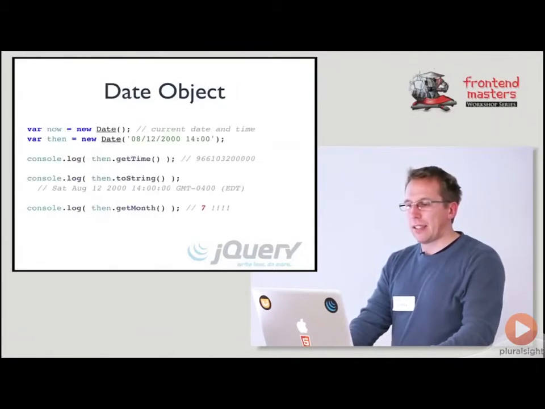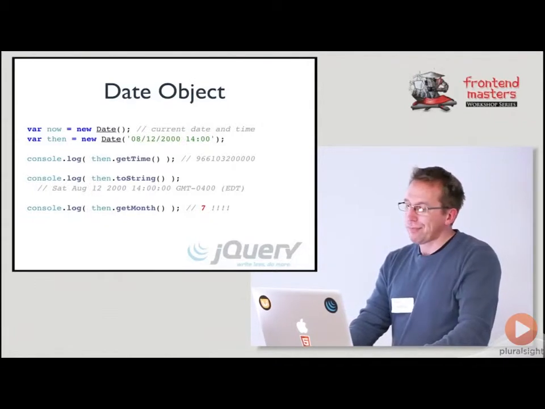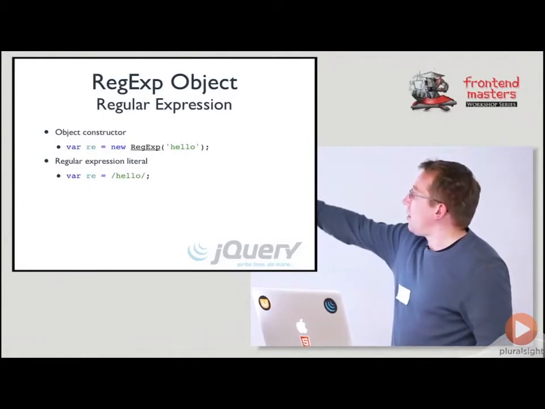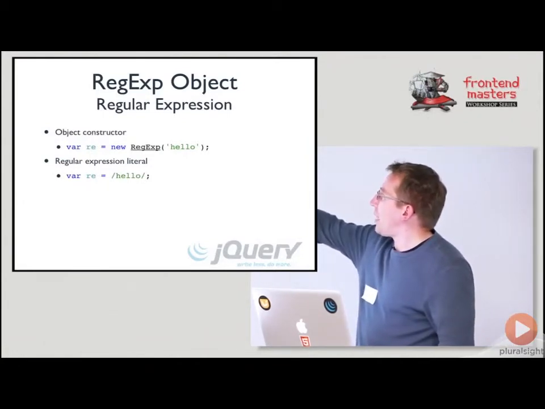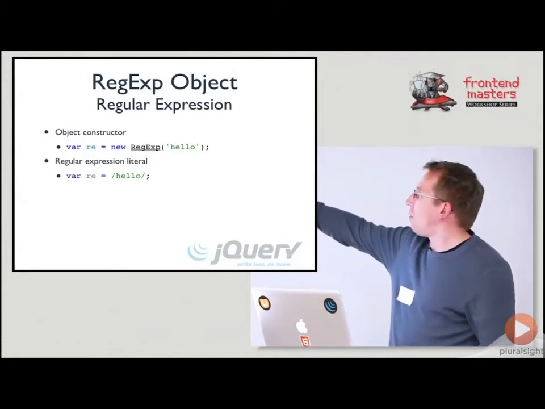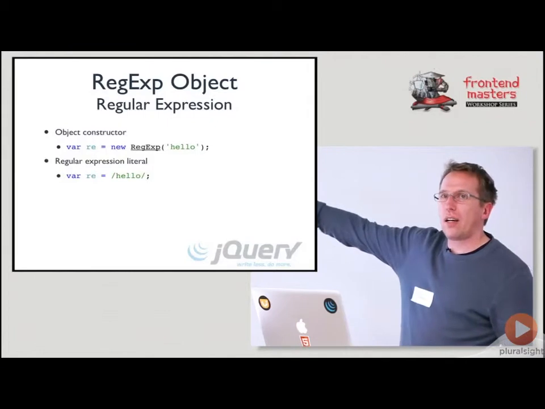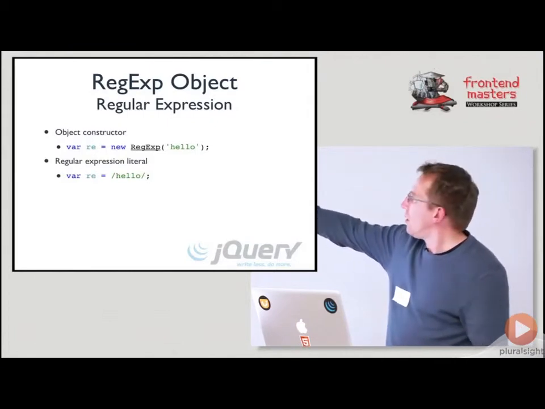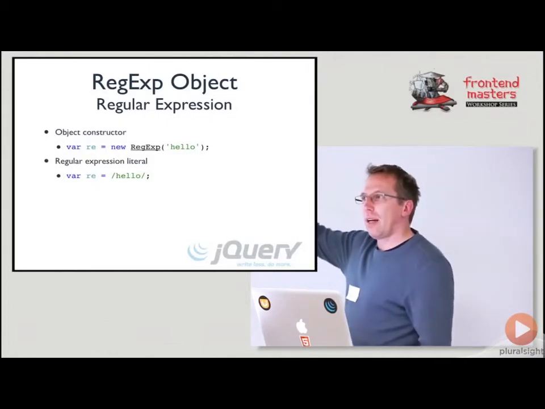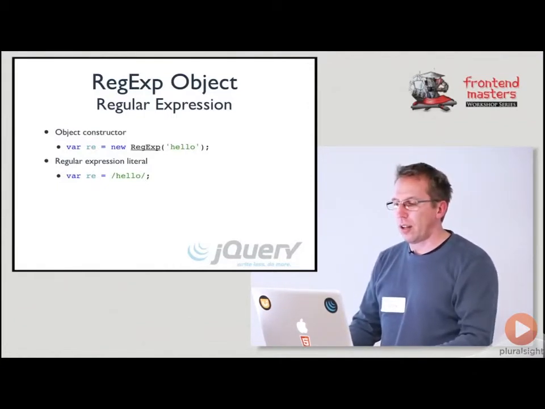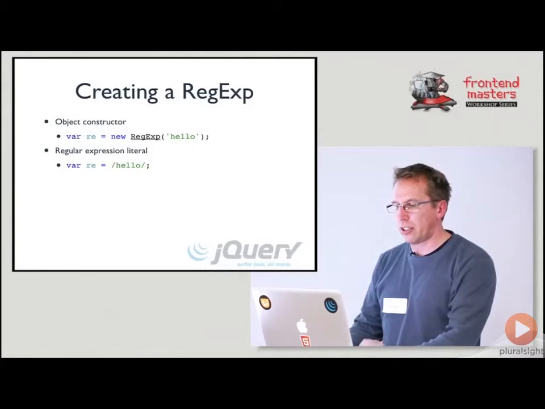There's a date object, so you can do stuff with the date. There's a regular expression object. You can do it with the object constructor. You can say new RegExp hello, or you can just do a regular expression literal, so just slash whatever slash. We're not going to get into regular expressions today. It would take too long, and I know you want to get to more jQuery-ish stuff.